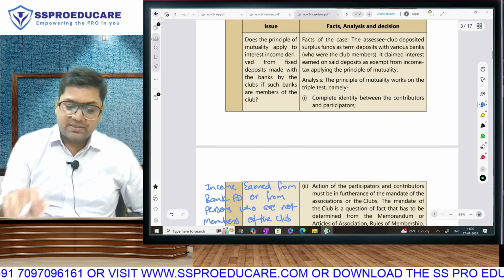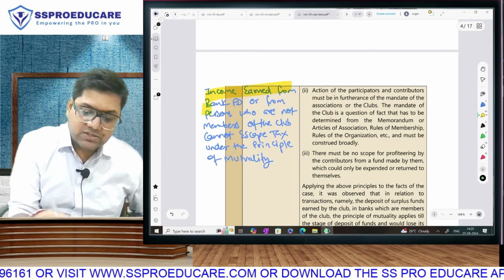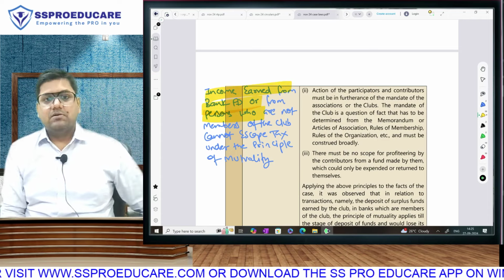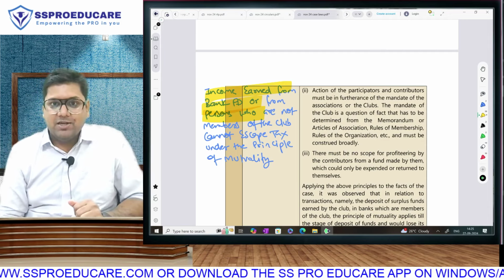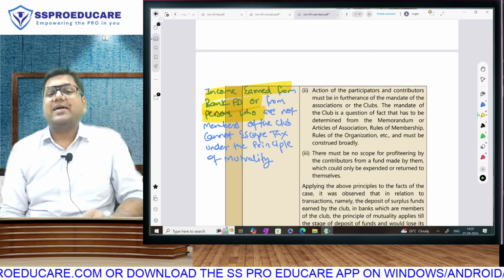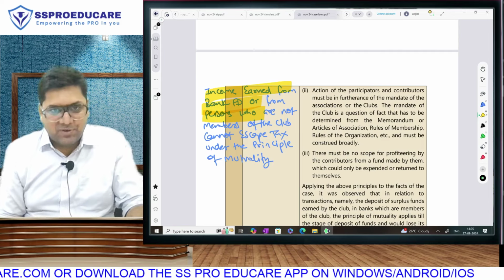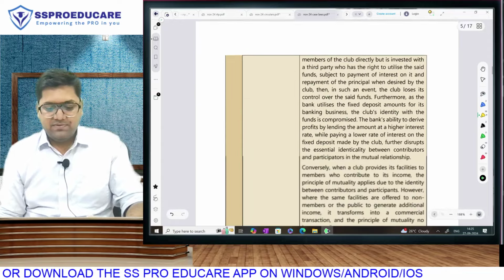Okay, but what happened in this case? They have not earned money from their members. They have earned interest on bank FD, and they have earned money from other persons who are not members. See, own members' income will be exempt. That is called principle of mutuality. But from outsiders, if you earn anything, FD interest or from non-members, it is going to be taxable. You are not going to get immunity from tax on the principle of mutuality. Tax is going to be applicable. Is this clear? Very good.